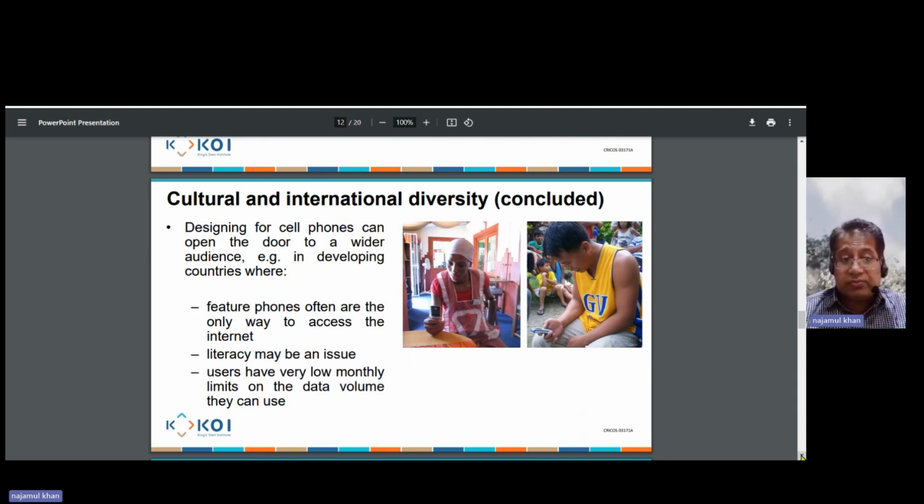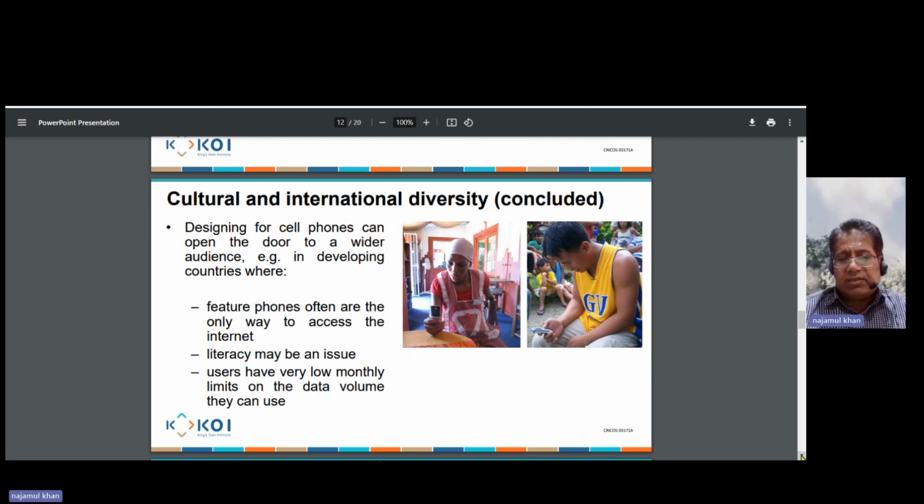Literacy may be an issue. Users might have low monthly limits on data volume. Depending on which society you are in, for a few dollars you are offered a large gigabyte of data, but in some countries a large gigabyte of data is not easy to get. But things are changing.